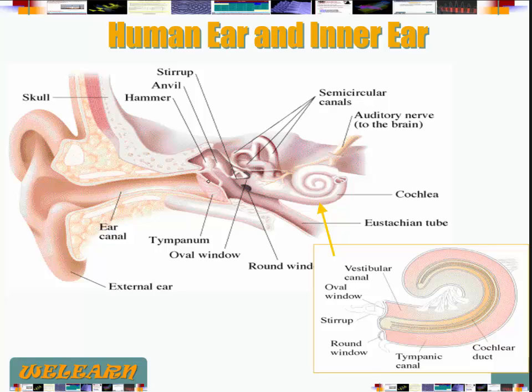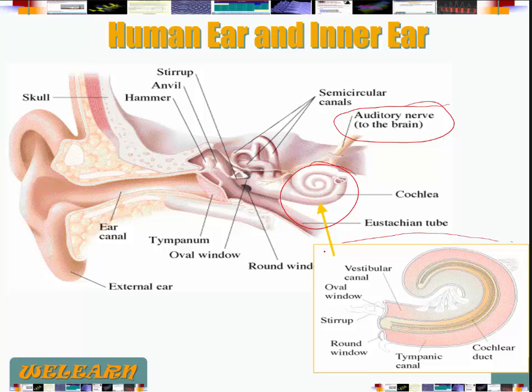We have what's called the hammer and the anvil. So they are sort of small bones, and the stirrup. All of these are important. There is what's called the oval window and the round window, some canals, but then another important part, the cochlea, and then there is the most important part, the auditory nerve to the brain.